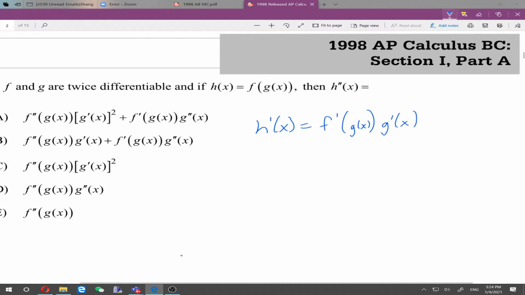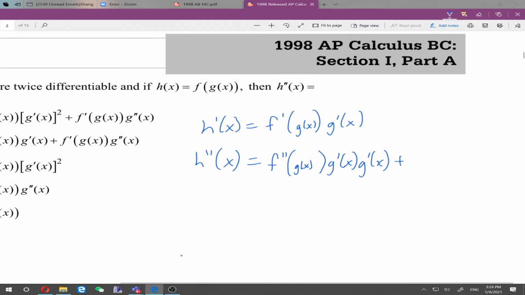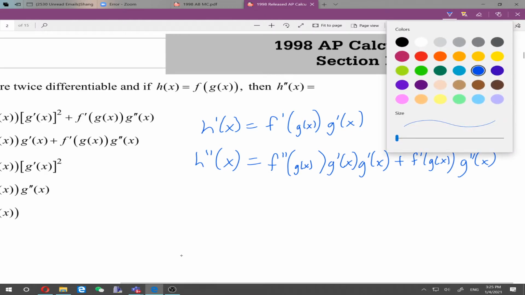Okay. And if that's true, then what would h prime prime be? f prime prime of g of x times g prime of x times another g prime of x, plus f prime of g of x times g prime prime of x. Awesome. So that was product rule.